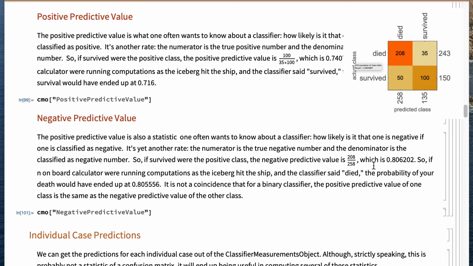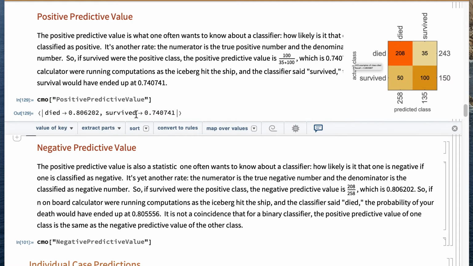So if survive were the positive class, the positive predictive value is 100 over the denominator. That's the number of true positives. The denominator is everyone we classified as positive, which is the 35 who actually died and the 100 who lived. And so that fraction is 0.74. And so we need to change that number. That's an old number from a previous thing. Again, we can just compute this directly, and we can see that with survived as the positive class, the positive predictive value was 0.740.